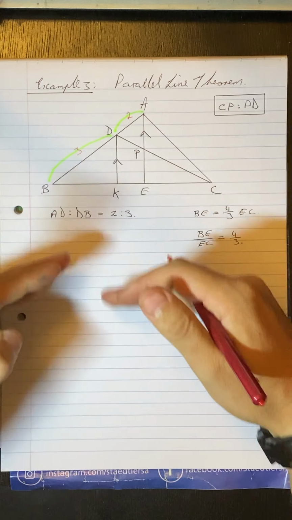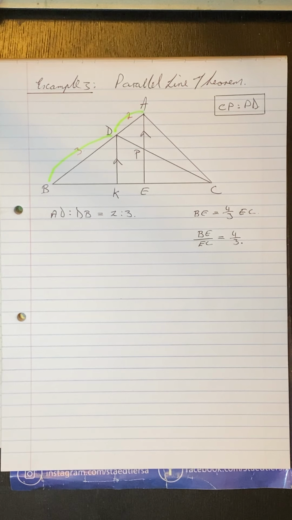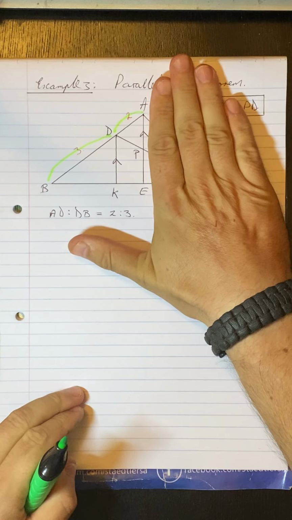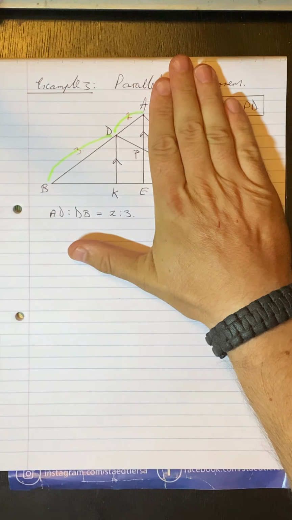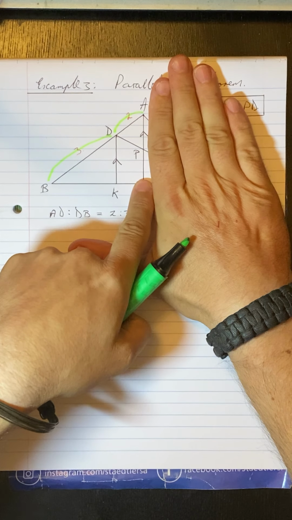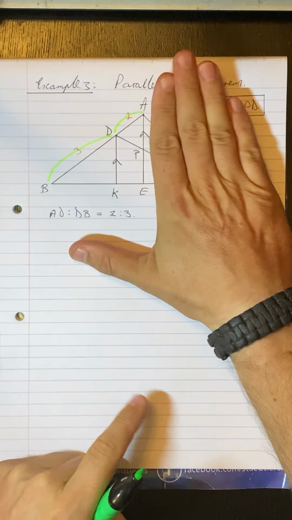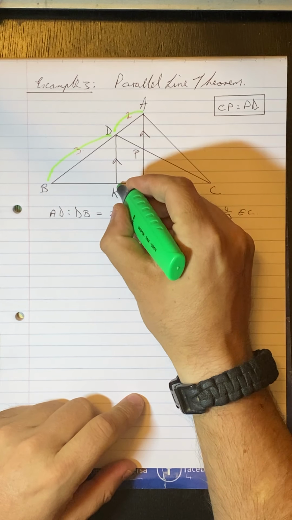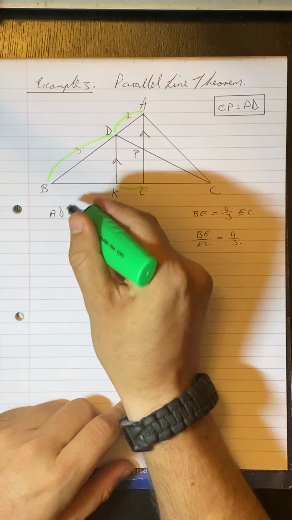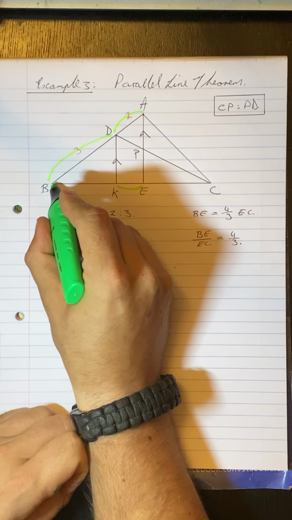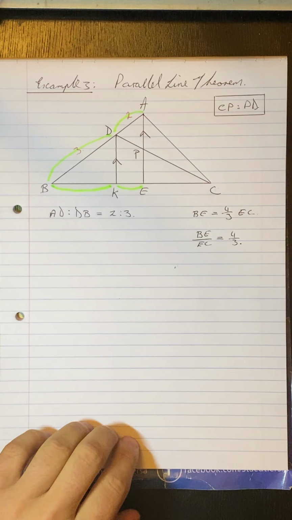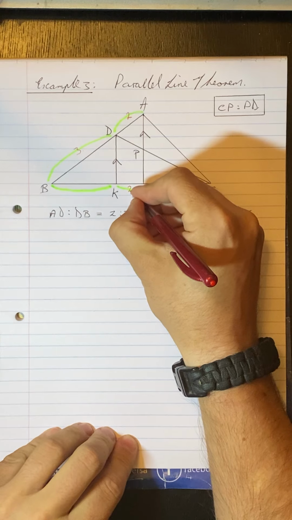Now, before I write things down, I want to write out what else is equal to this proportion. Looking at this triangle over here, the AEB triangle, we have a side and a line that is parallel, so we can use the parallel line theorem. That means we're going to get KE to BK, and we know that is going to be 2 to 3.